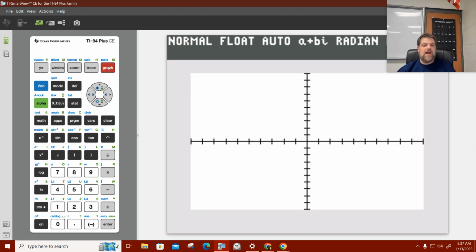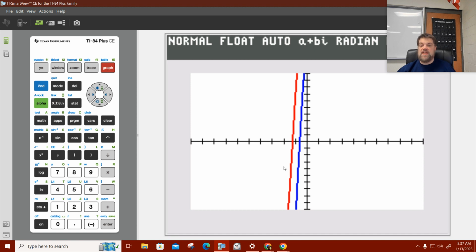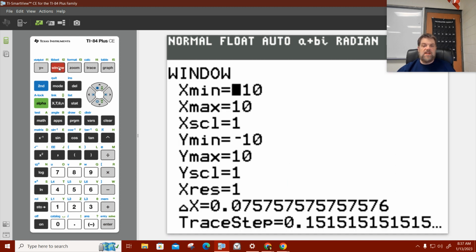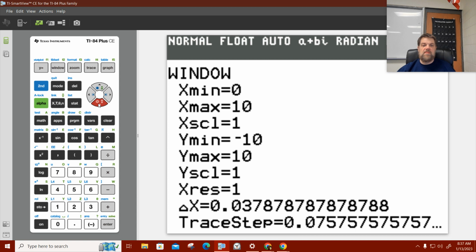And now if I hit graph, they look like they don't cross at all. Where does it say that they're going to cross? X equals, what was our solution? X equals 8. So I need to have the graph over here at 8. So I'm going to go to Window, and I'm going to say X equals 0 for my minimum, and the maximum would be 10.